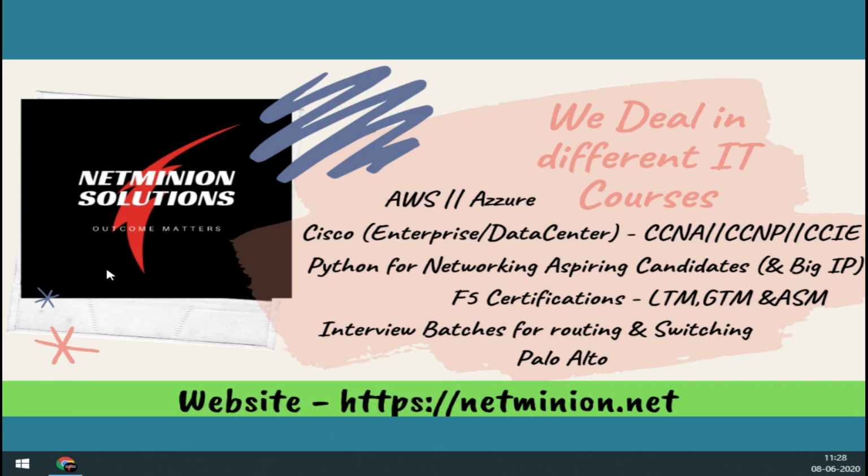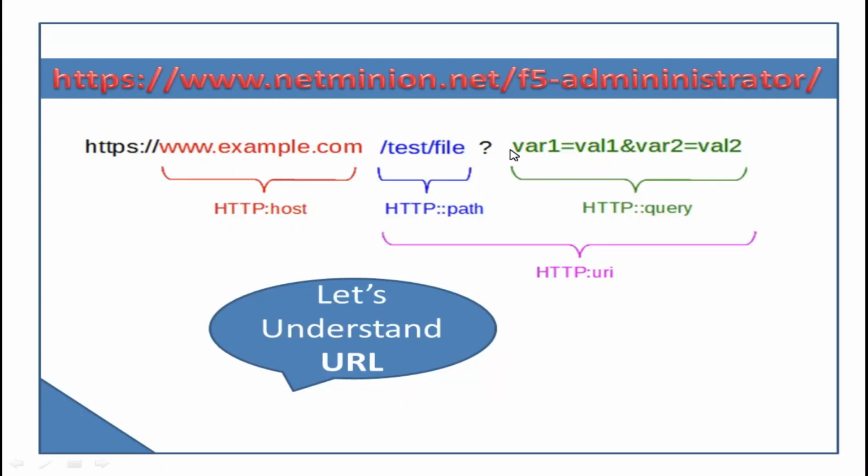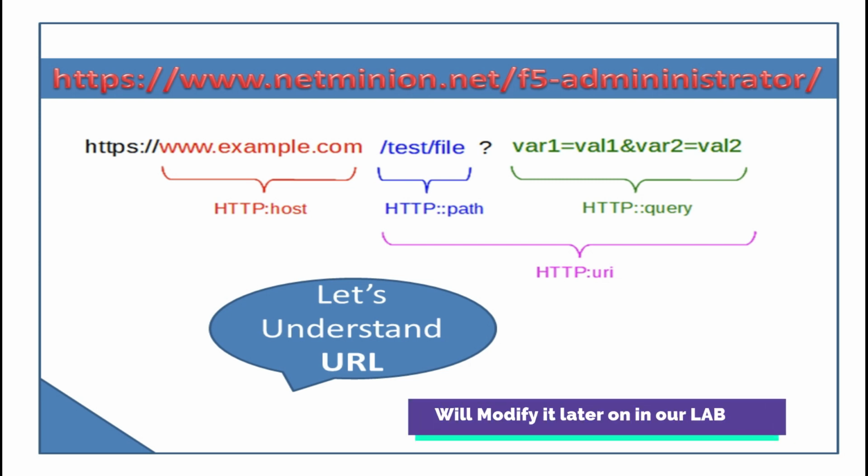This is a very unique concept and you will not get many videos about it over the internet. So let us start with that, but before proceeding, let me show you how our URL is divided into further parts. On the screen, there is a URL: www.netminion.net, then a backslash f5, hash administrator. So this is one complete URL.